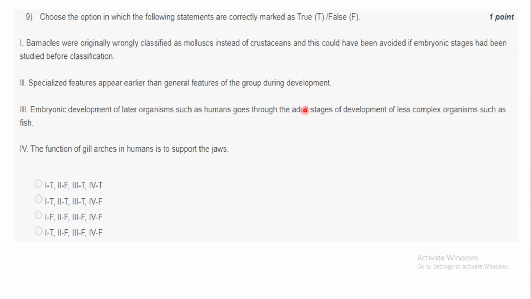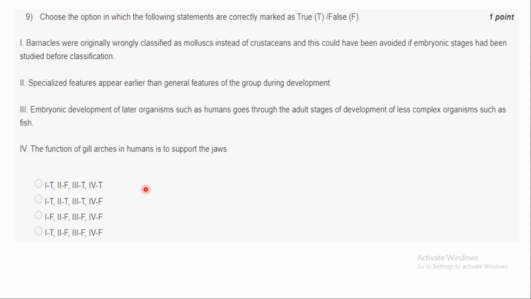Question number 9. It's also a complex question where you have to read and match the options. Choose the option in which the following statements are correctly marked as true or false. Barnacles were originally wrongly classified as mollusks instead of crustaceans, and this could have been avoided if embryonic stages had been studied before classification. Statement 1.